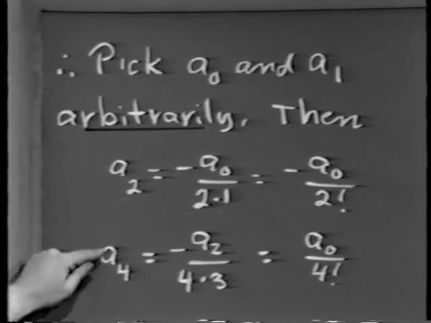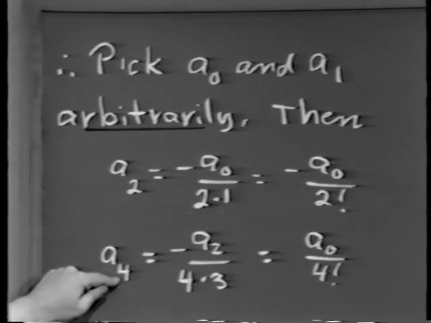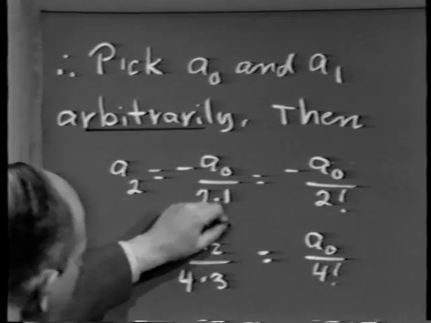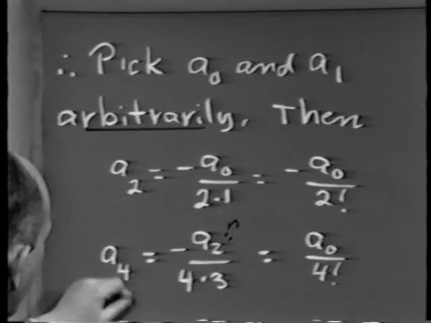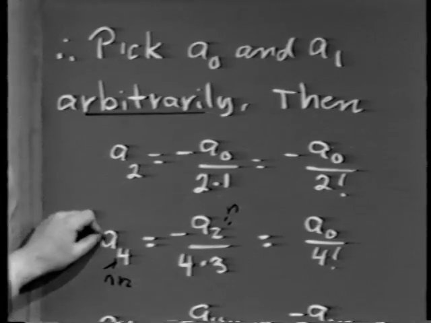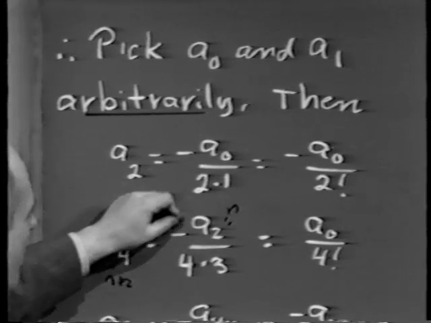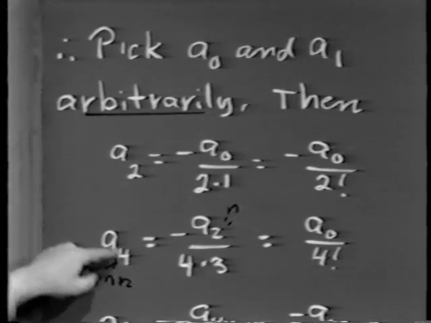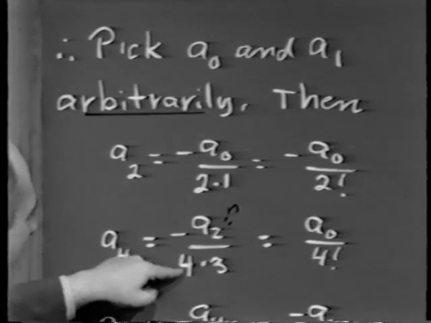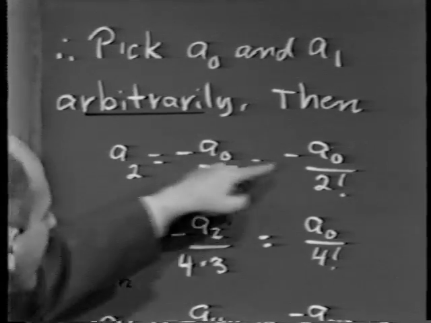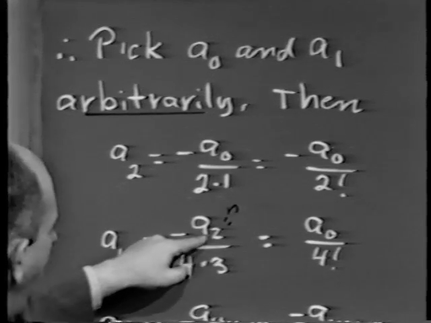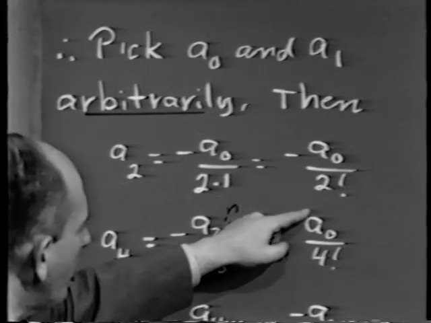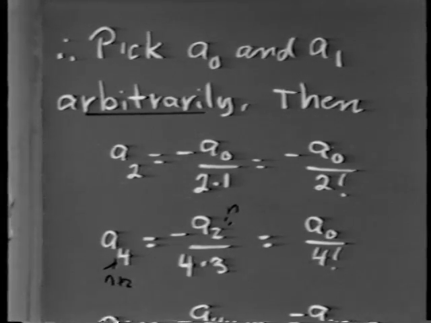In a similar way, the recipe tells me that a sub 4 is minus a sub 2 over 4 times 3. You see, in this case, I take n to be 2, so n plus 2 is 4. And if I now say a sub n plus 2 is minus a sub n over n plus 2 times n plus 1, this just says that a4 is minus a sub 2 over 4 times 3. I know what a sub 2 is from here, so I can now express a sub 2 in terms of a sub 0. In fact, it now turns out that a sub 4 is a sub 0 over 4 factorial.